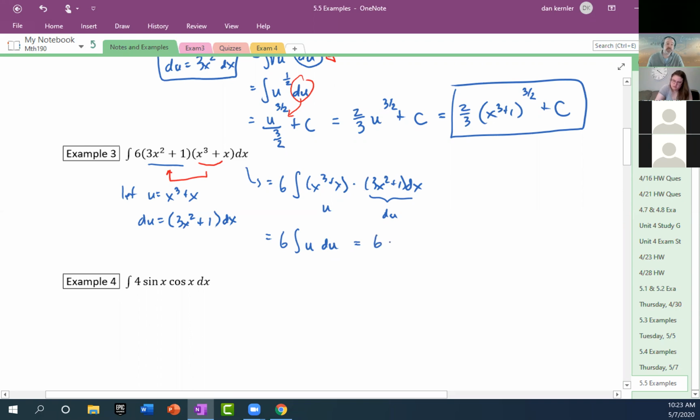And you see, much simpler integral. This integral is a power rule. Add 1 to the exponent, divide by the new exponent, plus c. And just to Sandra's point, just like the previous one, the du is just part of the integration process. Once we integrate, it's gone. And then we just simplify. 6 over 2 is 3. U is x cubed plus x, so that's squared, plus c.